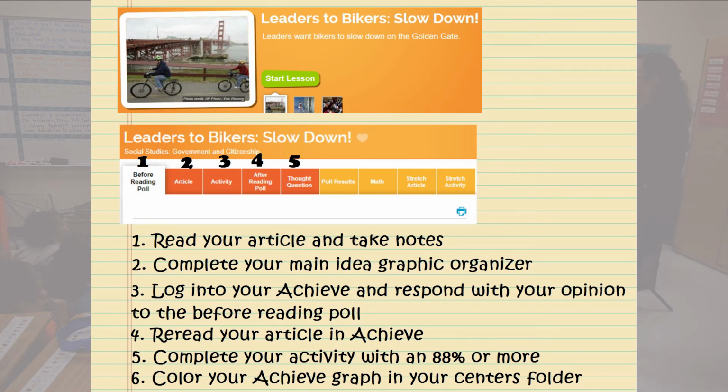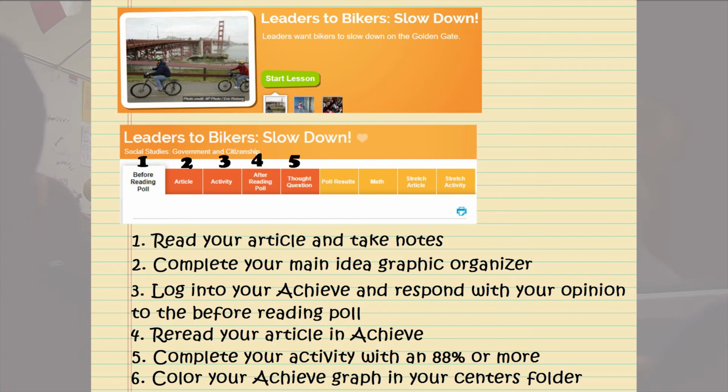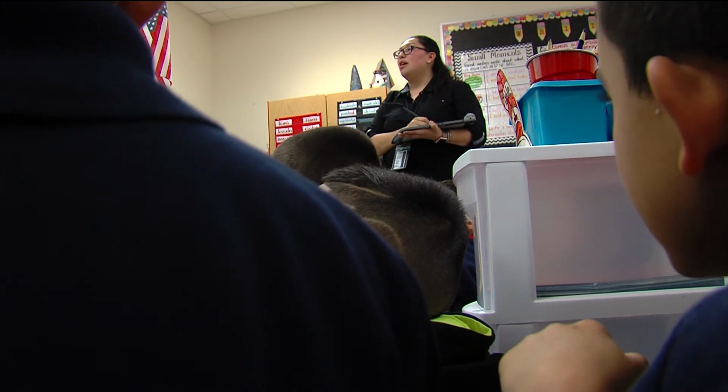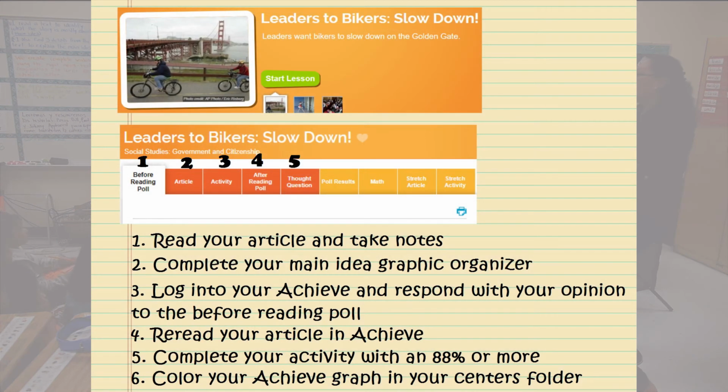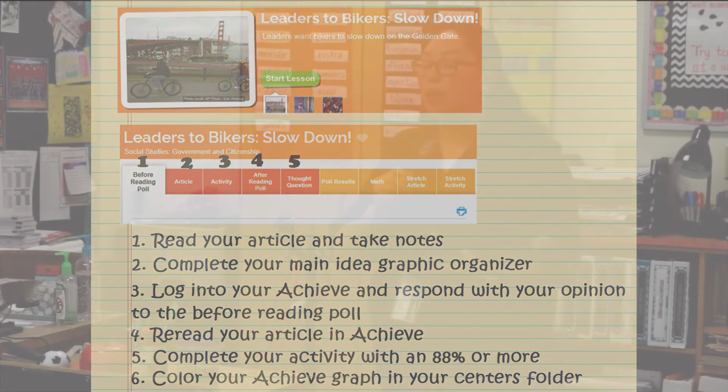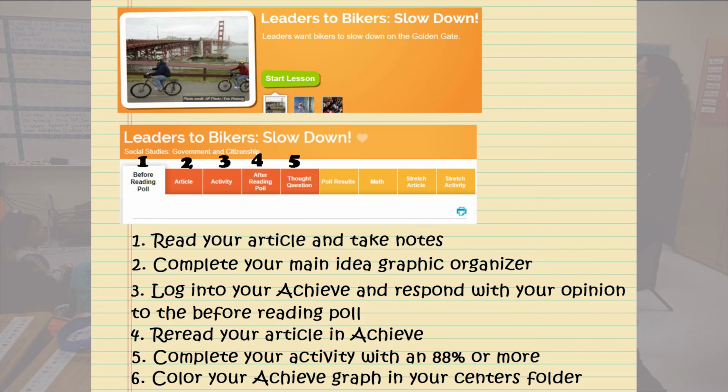So now this is what we're going to do, and you're going to do it by yourself. You go into your Achieve, okay? So the first step is that you're going to read your article, right? And you're going to take notes. You're going to complete the main idea graphic organizer, the one that looks like a chair, the one that I just showed you. You're going to log into your Achieve article and respond with your opinion. That's going to be the first step, the before reading poll. Now I want to see all those good sentences. Remember, I could see what your opinion is. Reread your article in Achieve, okay? So even though you have it on your paper, make sure that you read it one more time to get the correct information and more cool facts. Complete your activity with a 70 or more. And then of course you're going to color your Achieve graph and your centers folders.